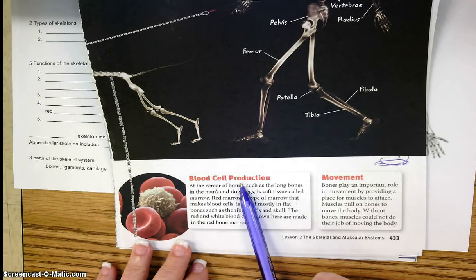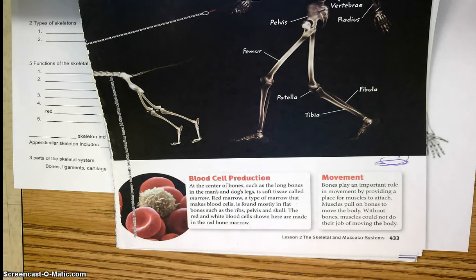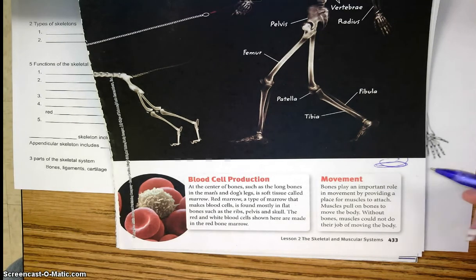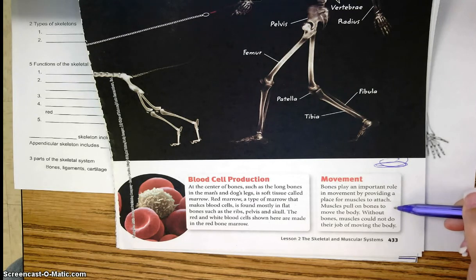Another function is blood cell production. At the center of your bone, especially long bones, is a tissue called marrow. Your red marrow produces blood cells, and it's mostly in flat bones like your ribs, your pelvis, and your skull. The red and the white blood cells shown here are made in the red bone marrow. Also, movement. Bones play an important role in movement by providing a place for the muscles to attach. So muscles pull on the bones to move the body. Without your bones, the muscles couldn't do their job of moving the body.